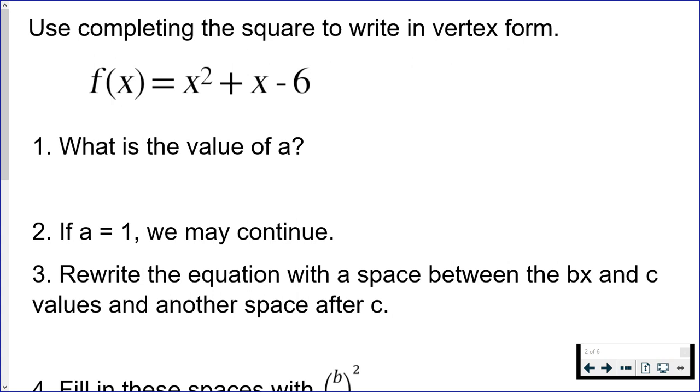I'm going to show you how you convert from standard to vertex form. We're going to use completing the square to do this. So if you remember your completing the square steps, some of this should look familiar.